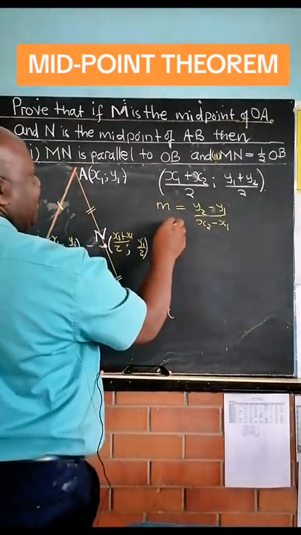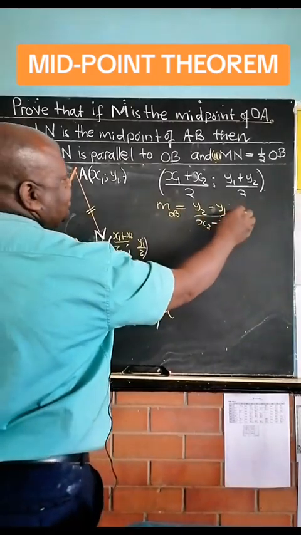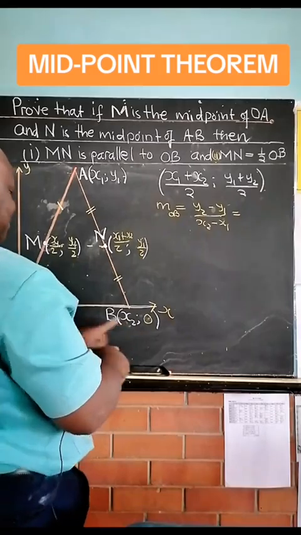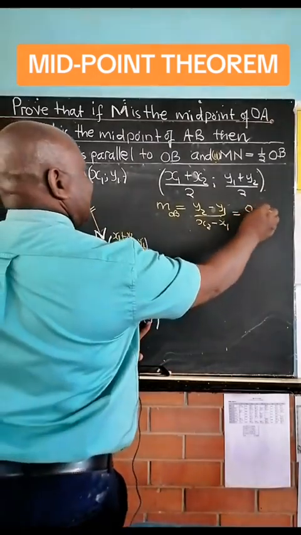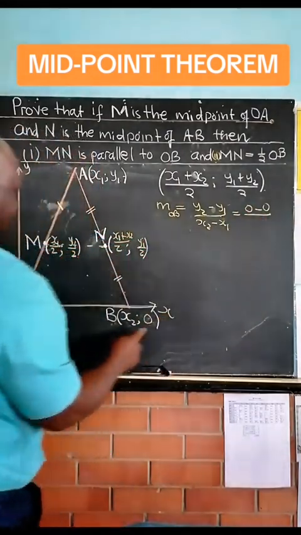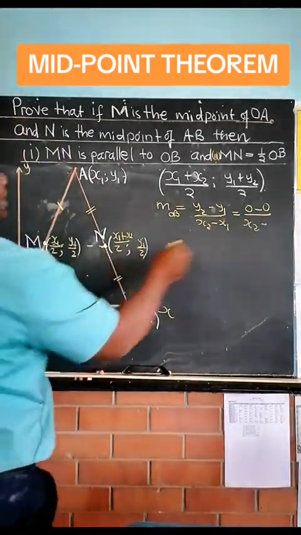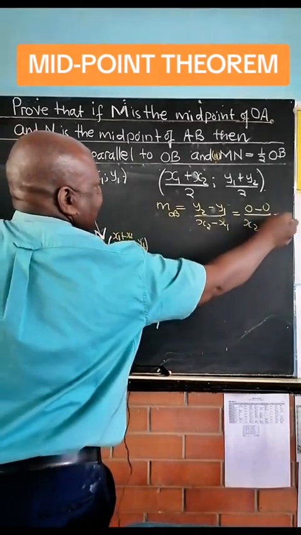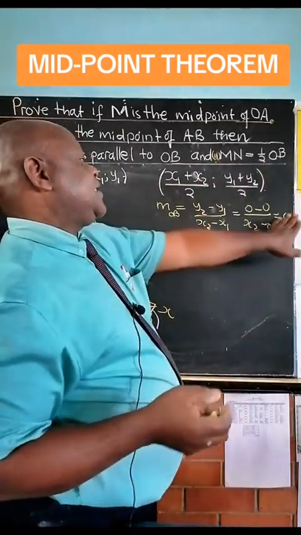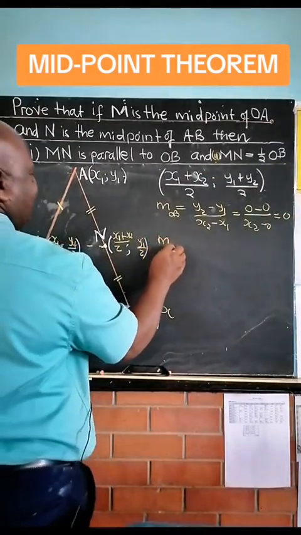Now, let us do that for the gradient of OB first. So let's find the gradient of OB. Gradient of OB shall be this one, which is equal to, what is our y2? Our y2 is 0, minus our y1 which is 0, divided by x2, minus x1 which is 0. This gives us an answer of 0 since the numerator is 0, and 0 divided by anything is 0.